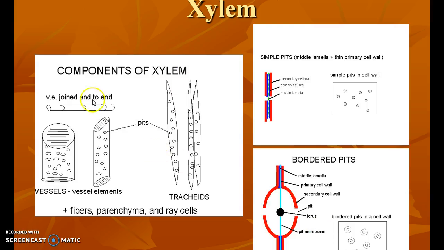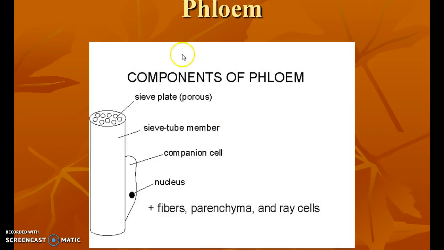So this is the xylem and the components of the xylem. These are the tracheids, these are the vessels, and these are the border pits. These are the components of phloem. These are the sieve plates, and this is the companion cell.